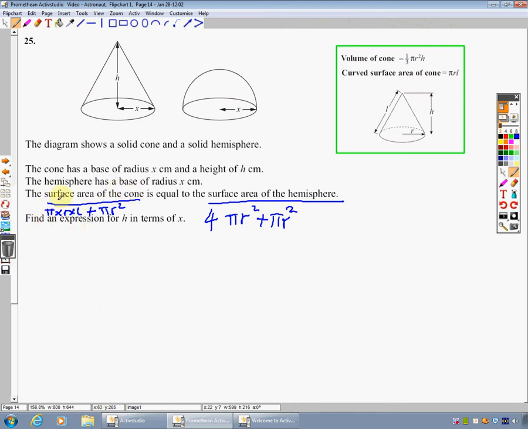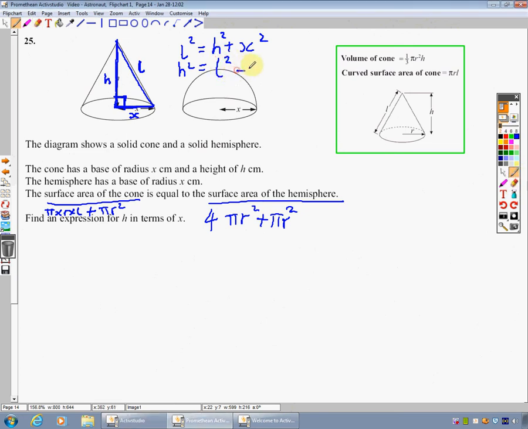Where this is x, and this is L, and this is h. And we know that L squared is going to be equal to h squared plus x squared from Pythagoras. So h squared is going to equal L squared take away x squared, and so h is going to equal the square root of L squared take away x squared, which is fine, but we don't know what L is, which isn't very nice.